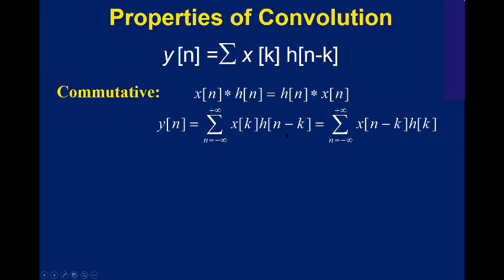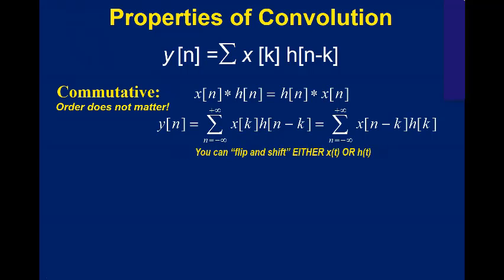And the fact that it's commutative means we get to choose which of the two signals we're going to flip and shift around. So the commutativity, which means that the order doesn't matter, gives rise to this result that we get to choose which of our two signals that we're convolving together we're going to do the more complicated processes to. And typically we'll choose the less complicated signal to do that with.